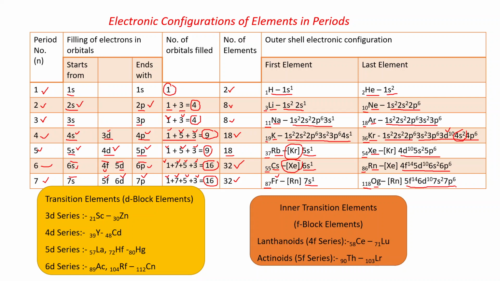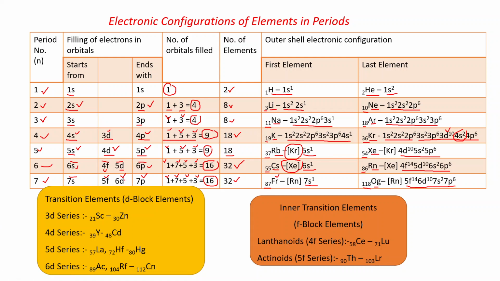Dear student, after this discussion, you must be able to justify why 18 elements are present in period 4 and period 5, and why 32 elements are present in period 6 and period 7. Is it clear?